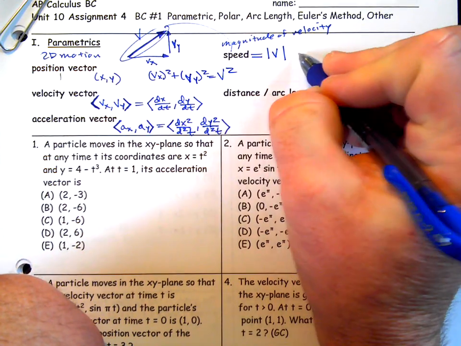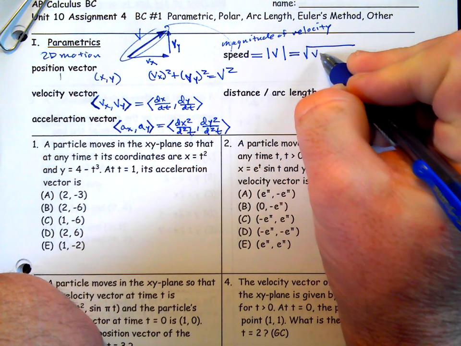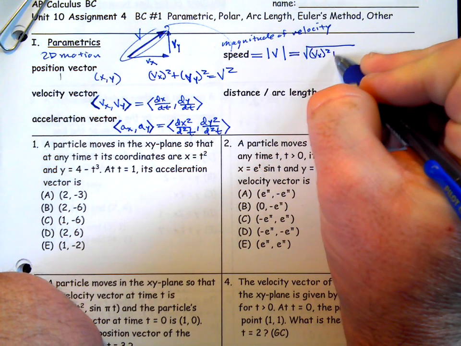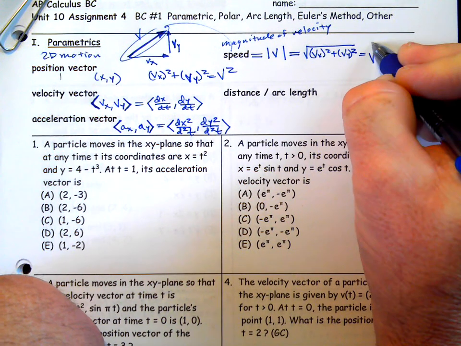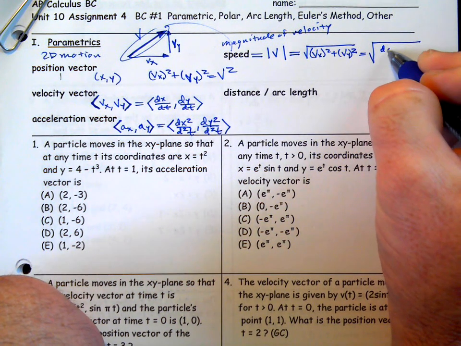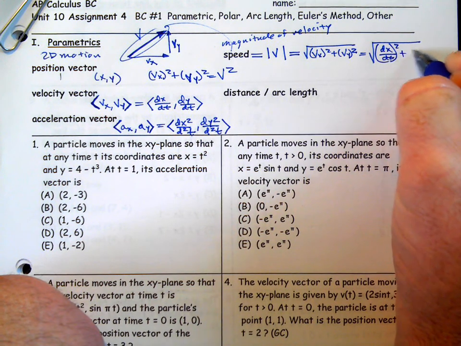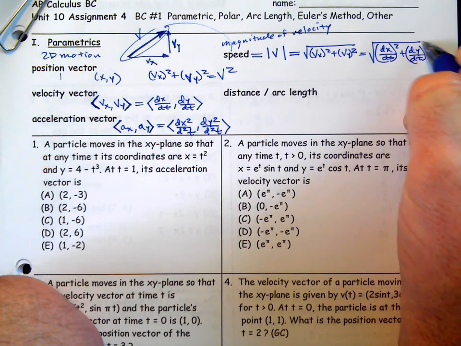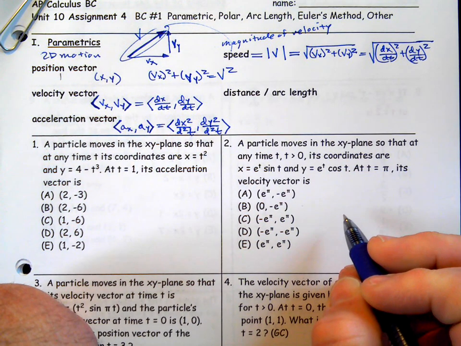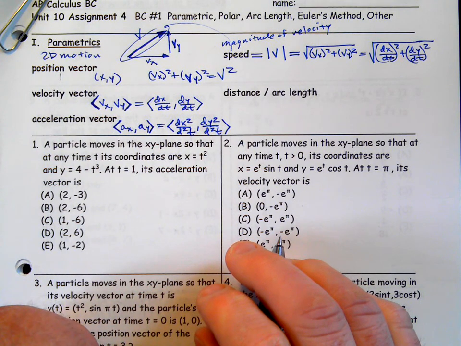And so from that, we would take the square root of v sub x squared plus v sub y squared, or you could write it in terms of other ways of describing the velocity, dx/dt squared plus dy/dt squared. Now, these are not second derivatives. These are the first derivative squared. And so that's speed. It's just really a Pythagorean theorem idea.